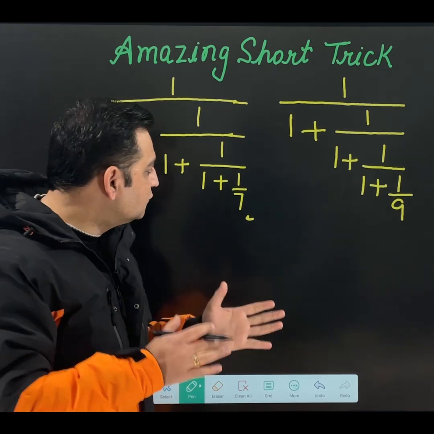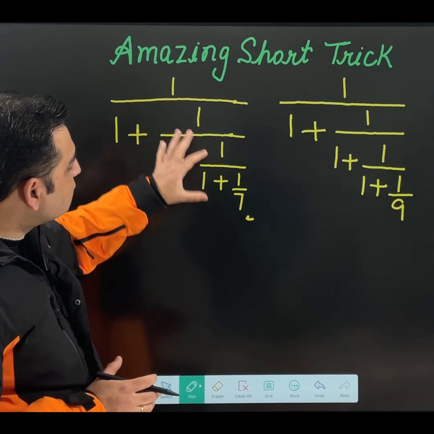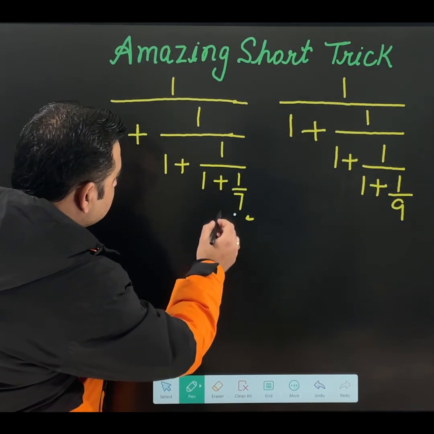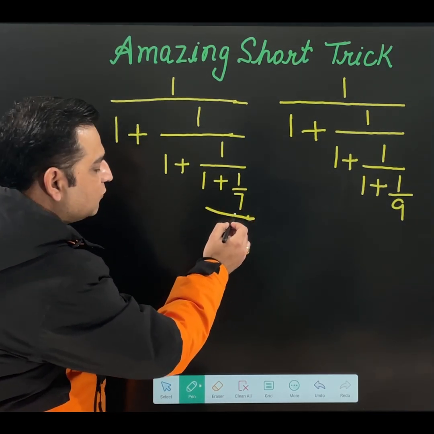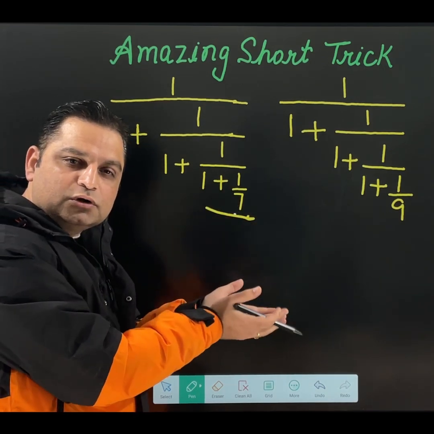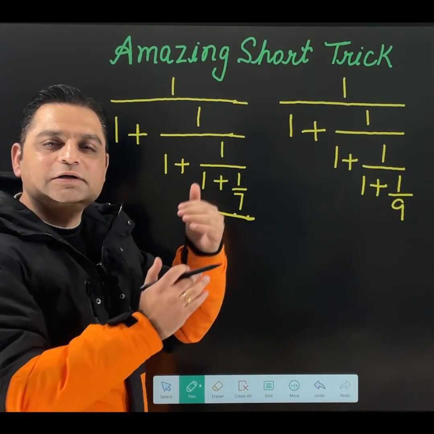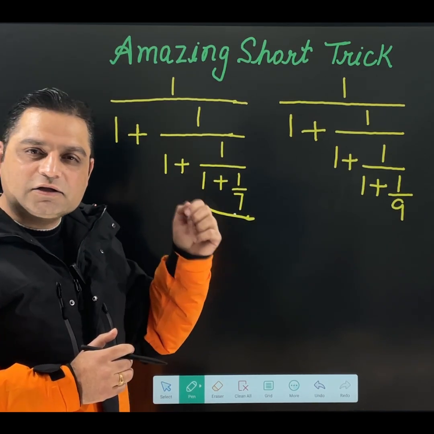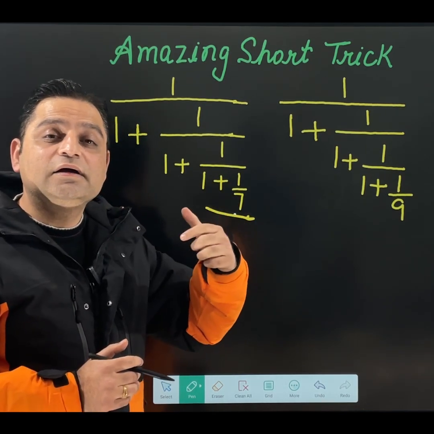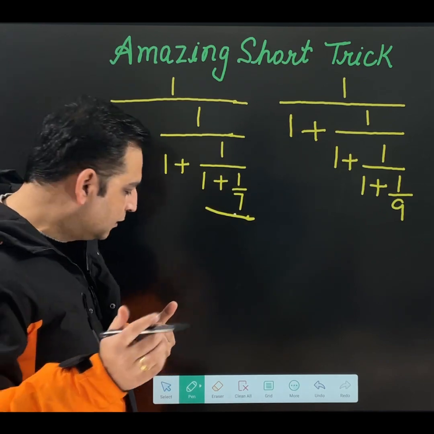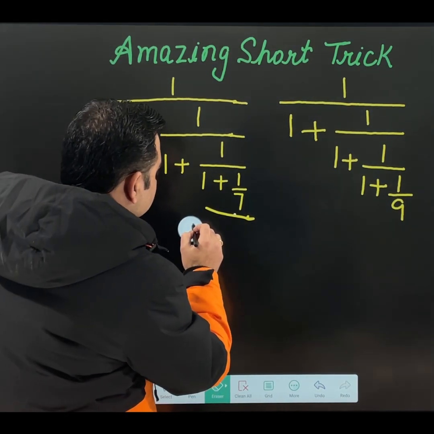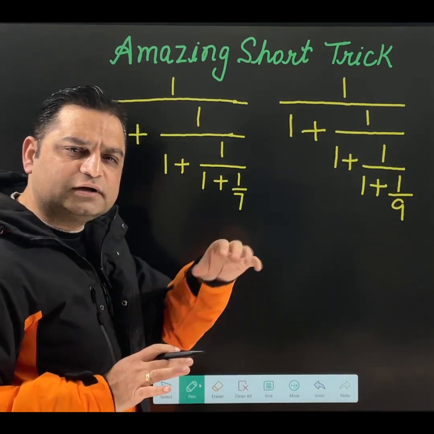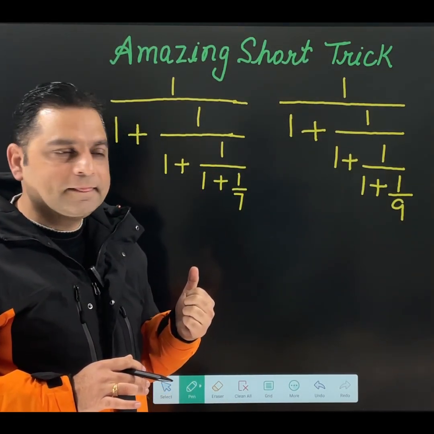If I talk about the basic concept, in these type of questions you will have to start solving from the bottom. From this space 1 plus 1 over 7, keep on solving from bottom to top, but multiple steps are involved which takes time. That is why we are making this video so that a shortcut trick can be taught. Let us try to learn the shortcut trick. While explaining, I will remain slow so that everybody understands it properly.